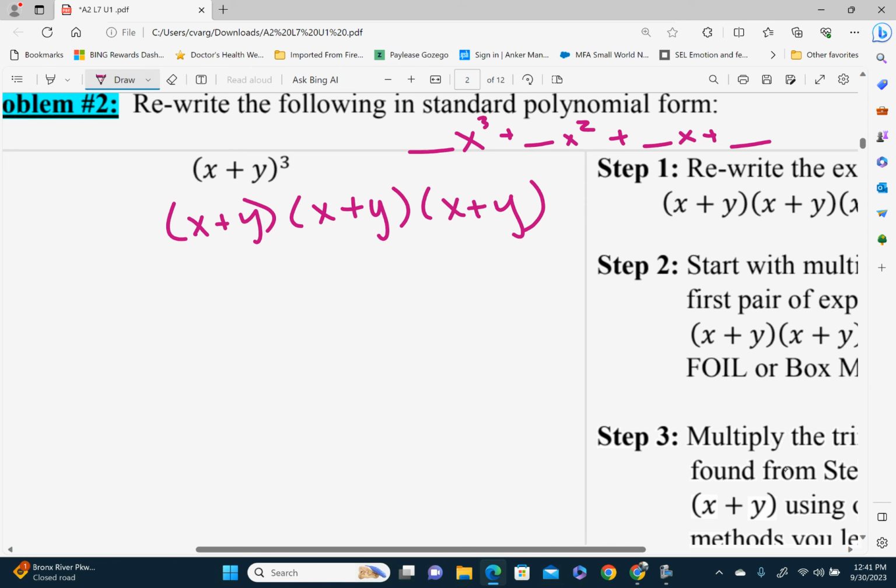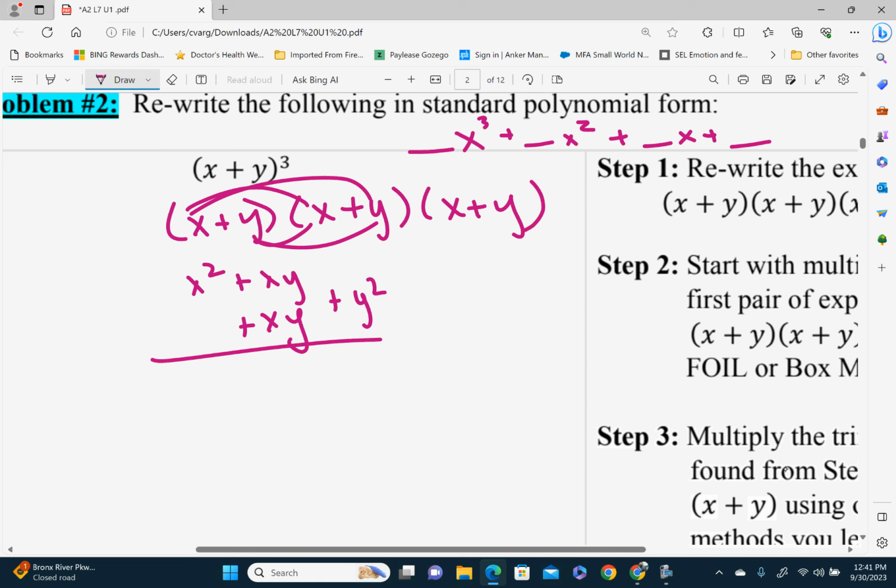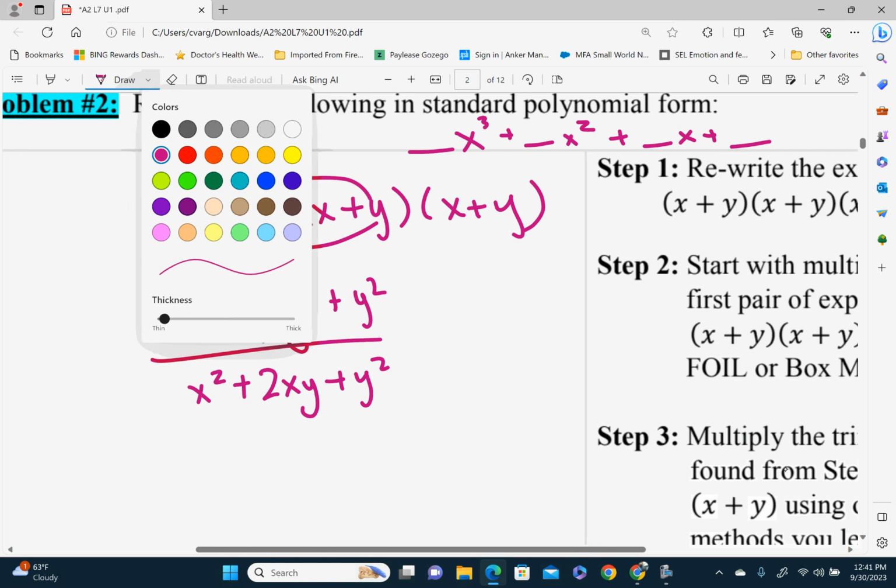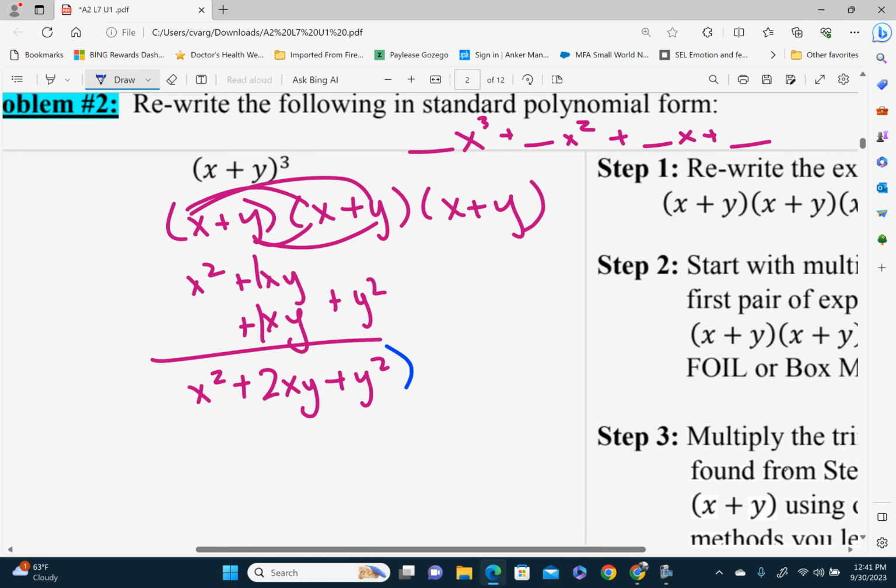You start out by multiplying these. Just ignore the last one and multiply 2 of them. So x times x is x squared, x times y is xy, x times y again is another xy, and then you have y times y, which is y squared. Okay, so our first part of the problem, there's an imaginary 1 here, imaginary 1 here, so this is x squared plus 2xy plus y squared. And then finally, we have to take that answer that we just got and multiply it by x plus y.